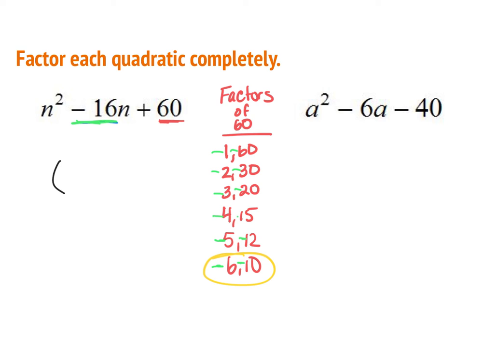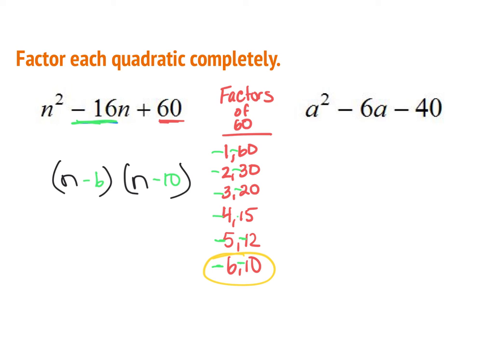So I am going to fill in my two parentheses. I am going to split up the n squared into two n's. And now my factors are negative 6 and negative 10. And you should really check your work by doing FOIL to make sure you did it correctly.